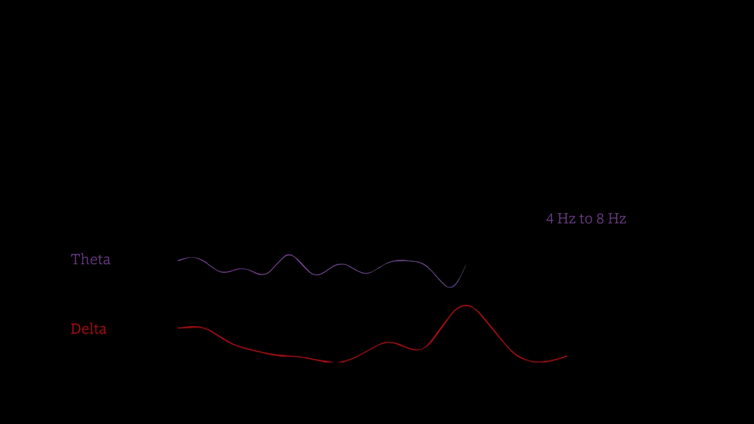Delta is the slowest. It oscillates approximately between 0 and 4 Hertz. Delta has a slow pace. It could be once per second and is related to sleep. Theta is 4 to 8 Hertz and is associated to the transition from sleep to waking, or the transition between delta and frequencies such as alpha and beta.